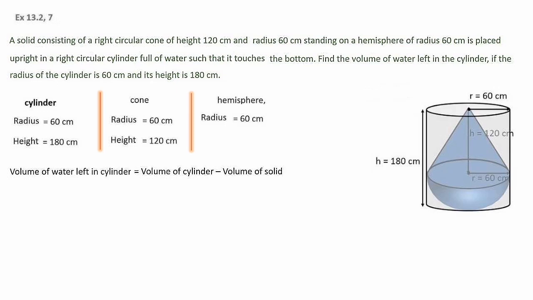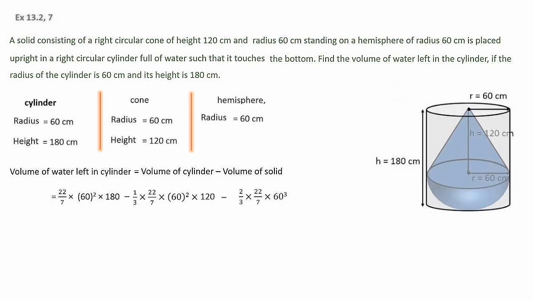As we have discussed before, volume of water left in the cylinder is equal to volume of cylinder minus volume of solid. Minus, in the sense that much volume of water will go out. Previously this cylinder was full of water, that's why we are taking volume of cylinder minus the volume of this solid shape, because that much quantity will flow out. That's why we are subtracting the volume of solid.